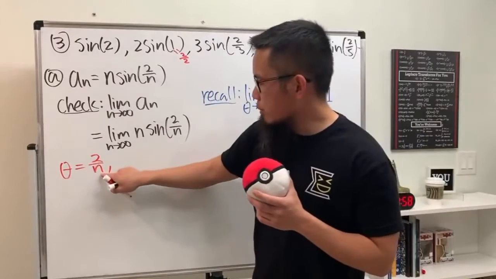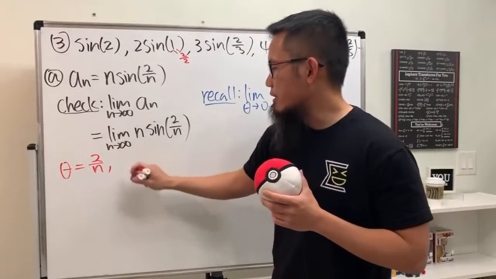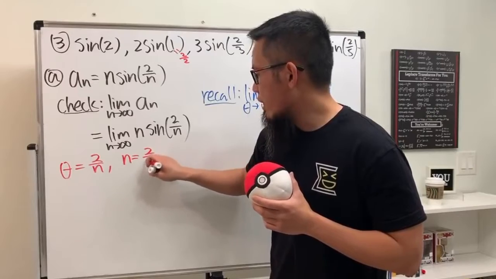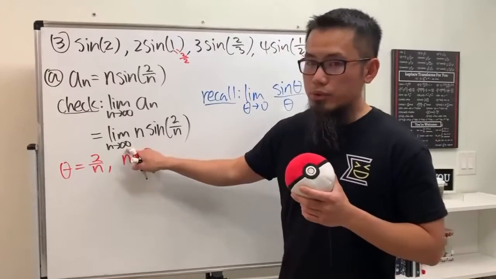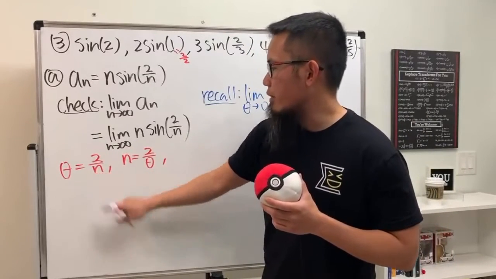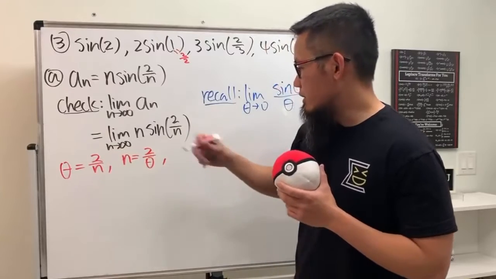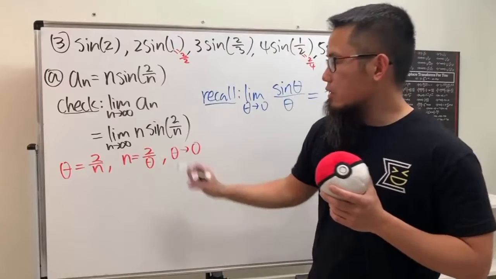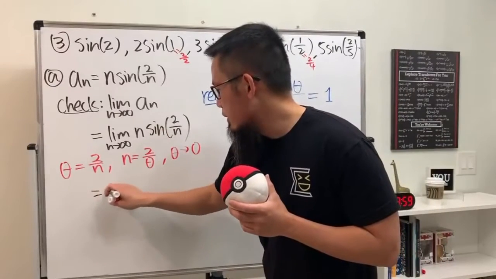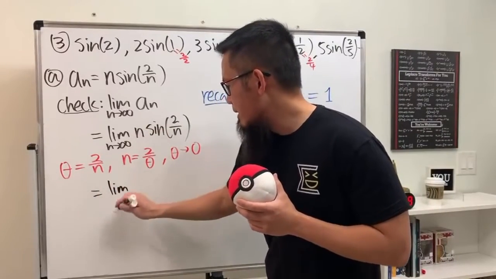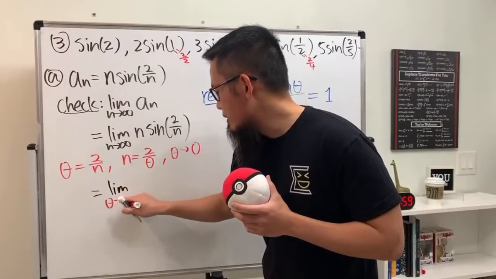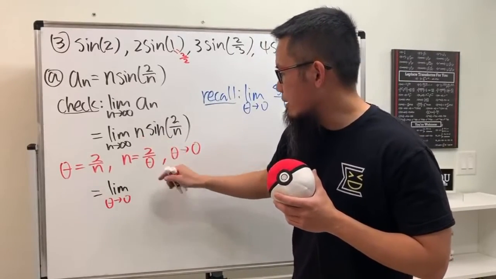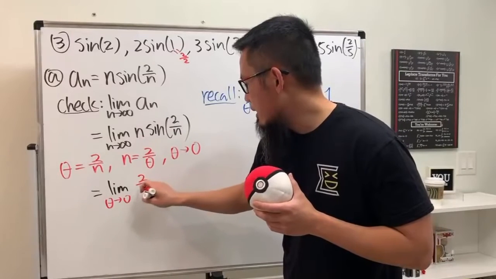And of course, we can just multiply n on both sides and divide theta on both sides. Then you will see that n is equal to 2 over theta. And because n goes to infinity, if you put that right here, 2 over infinity is 0. So you can see that theta will go to 0. So we can take this limit into the theta world. Limit as theta goes to 0 now. And you see n is equal to that, namely 2 over theta.